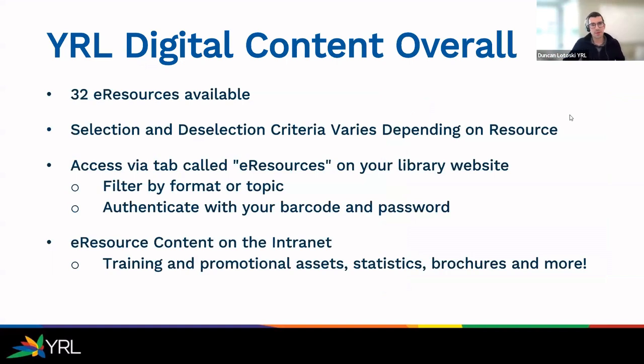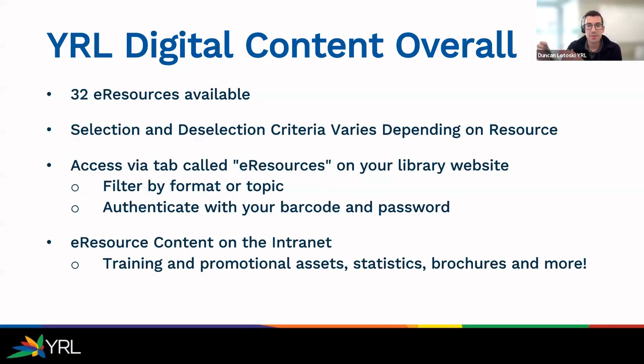Awesome. So for those who aren't familiar, YRL has 32 e-resources available to users. We select and deselect these on a variety of different factors. There is a lot of collaboration when we do select e-resources or when we're choosing to deselect. Access to these, and I'm going to show you this in a second, is under your e-resources tab on your library website. And then from there, you can filter by format or topic.